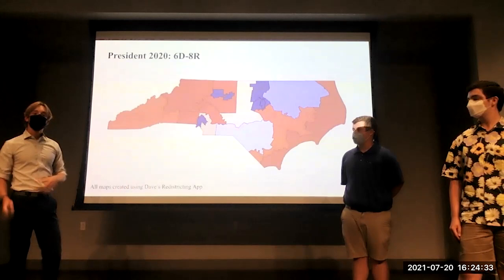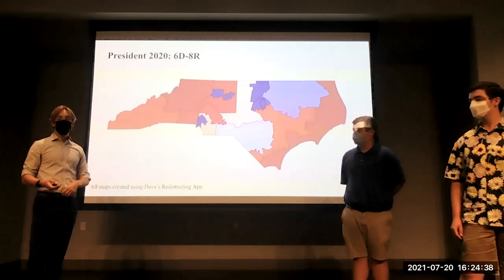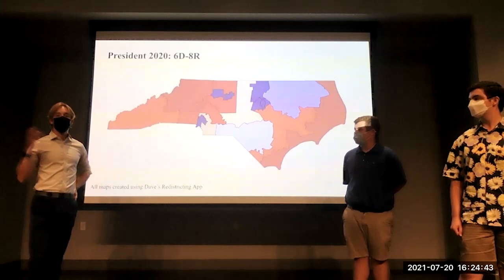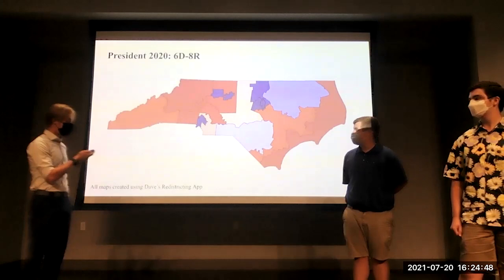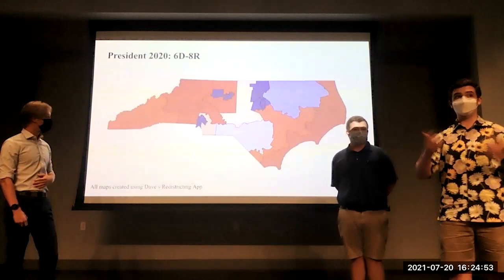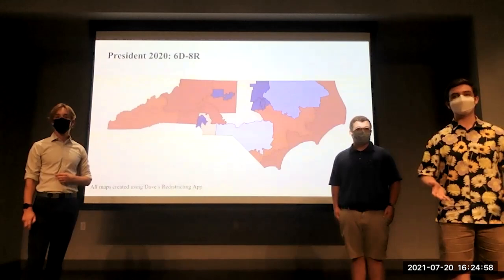However, in the map that the NC legislative group drew, Trump won many more districts than he won proportionally to the popular vote. And so if us three can agree on a fair map, and we all have very different opinions on things, if we all can agree on fair maps, then why can't the North Carolina State Legislature do that?